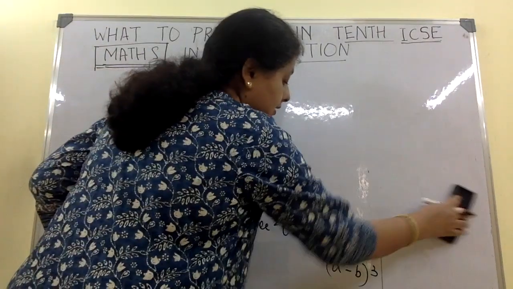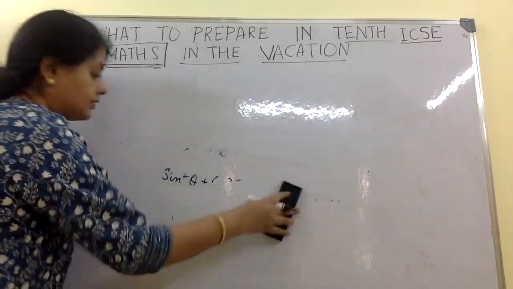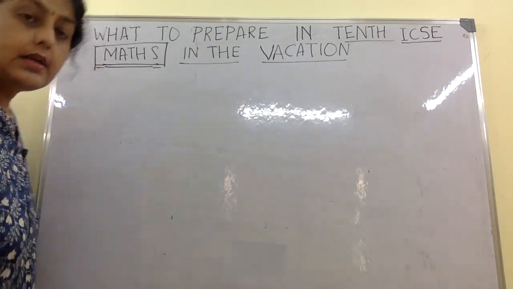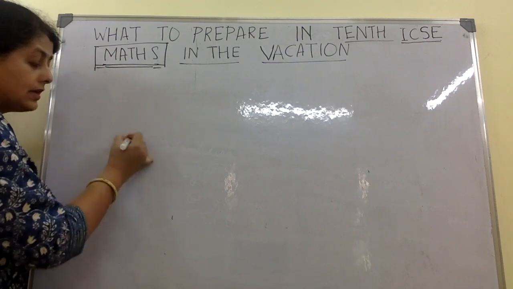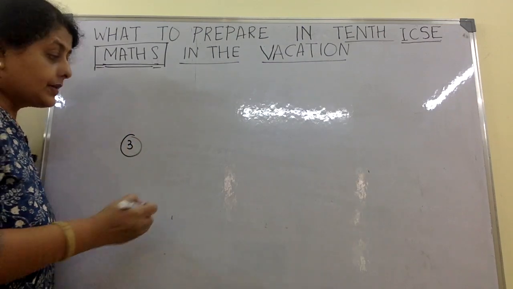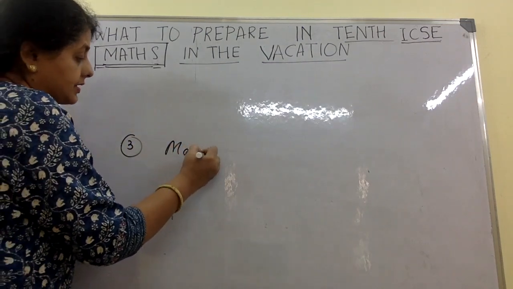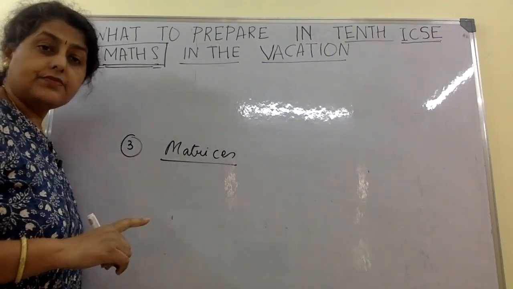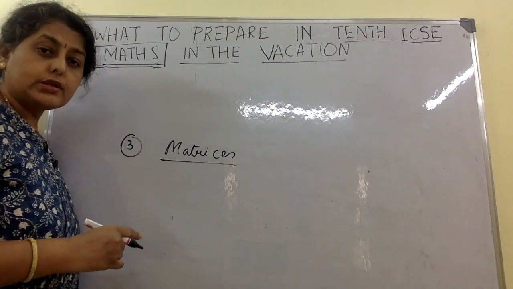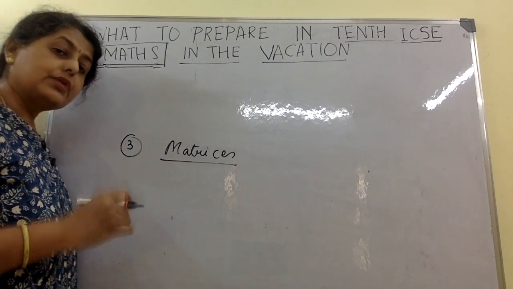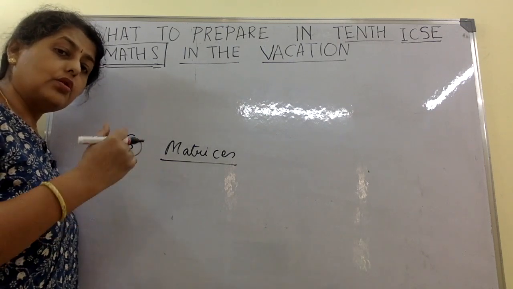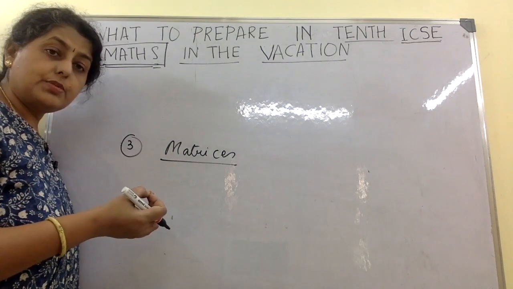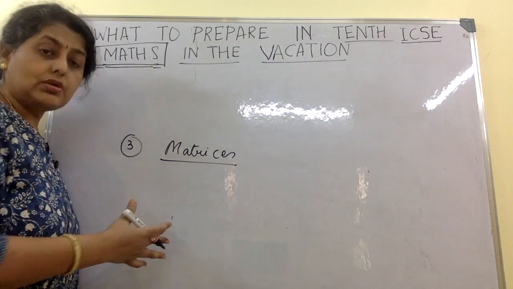Now let us come to the third part, the third chapter. What's the third chapter that I consider should be done? The third chapter is matrices. Some people will tell you it's very easy. Yes, it is very easy, but it's also very new for you. So in this chapter there is a whole lot of things to be remembered, a whole lot of rules to be remembered, and they do come for good.